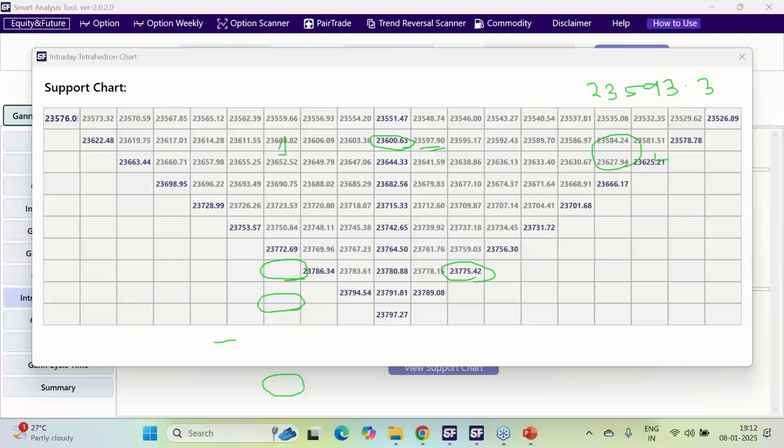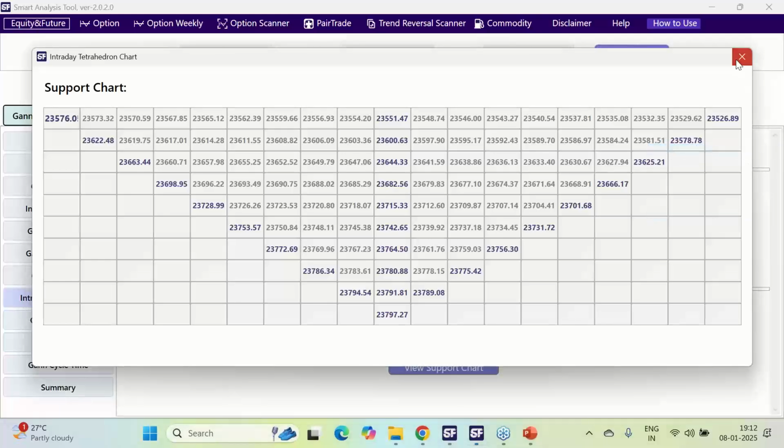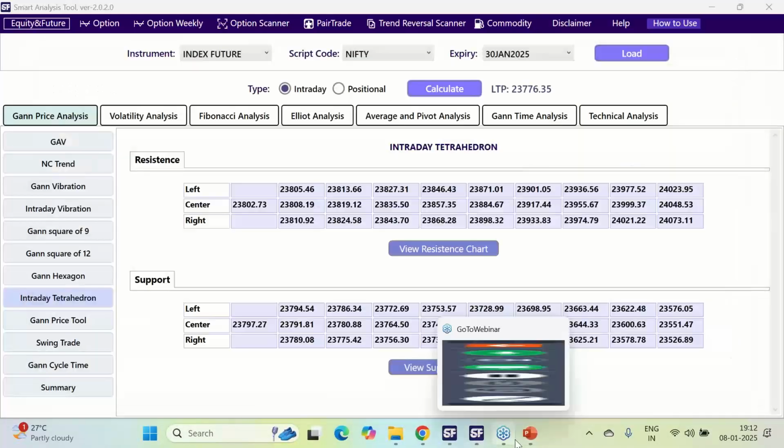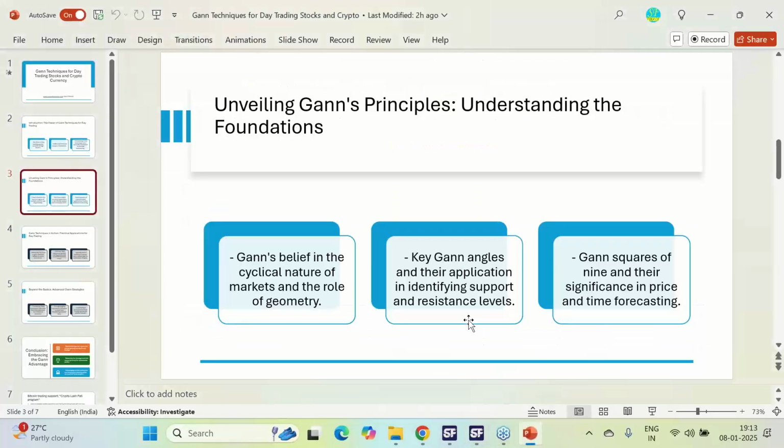So these are the days tetrahedron can work. So you have seen that. Because high has been made, then after only low has been created. So you can identify the Gann's. So here, which data point is utilized? Only two data points, either the high or the low, or the angle relationship with that. So that is what it says.